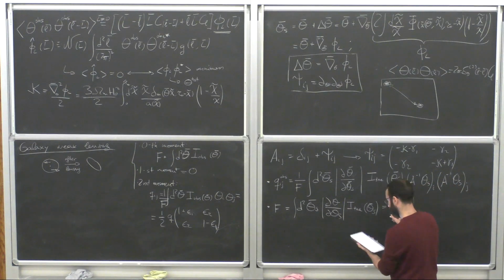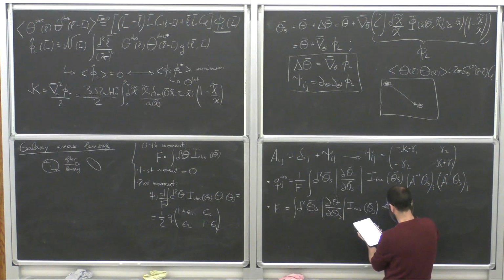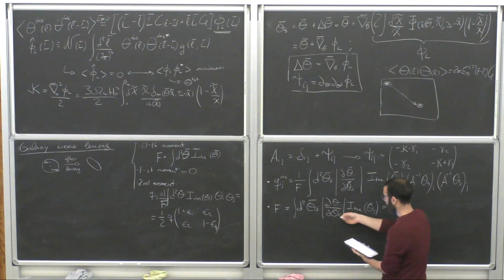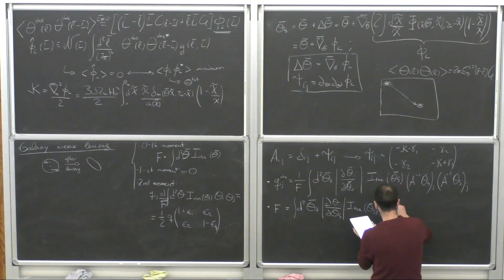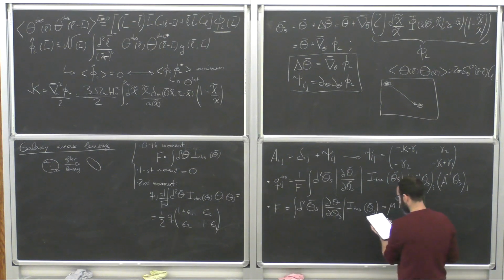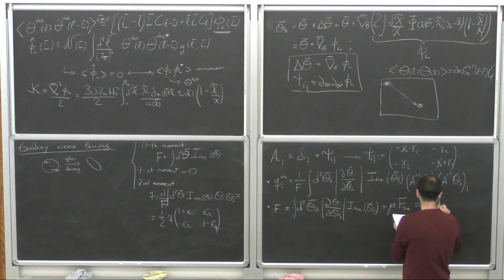So this is, at the end of the day, the Jacobian, we can get it out, and it's some magnification times the true flux, which is 1 minus kappa squared, minus gamma 1 squared, minus gamma 2 squared.